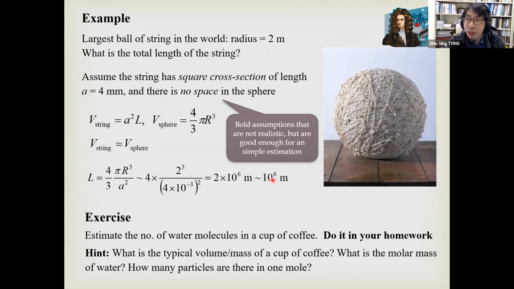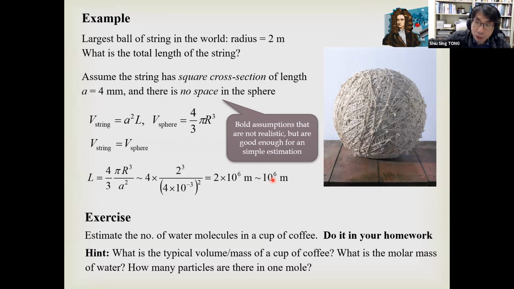How long is 10 to the power 6 meters? 1 kilometer is 10 to the power 3 meters, is 1,000 meters, right? So 10 to the power 6 meters is what? It's several thousand kilometers. Now, several thousand kilometers is a very long distance.